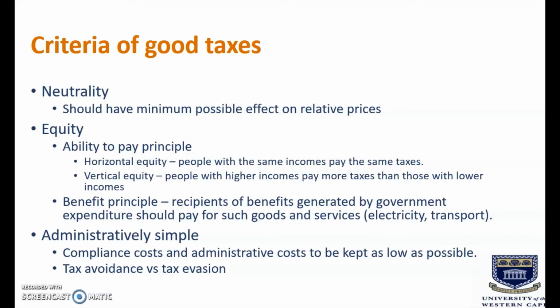Benefit principle. Recipients of benefits generated by government expenditure should pay for such goods and services, for example electricity and transport. A good tax should also be administratively simple. That is, the compliance costs and administrative costs should be kept as low as possible. It must also be able to administer tax avoidance and tax evasion. Tax avoidance means legally reducing your taxable income, whereas tax evasion means concealing your income or information from tax authorities, and it is illegal.